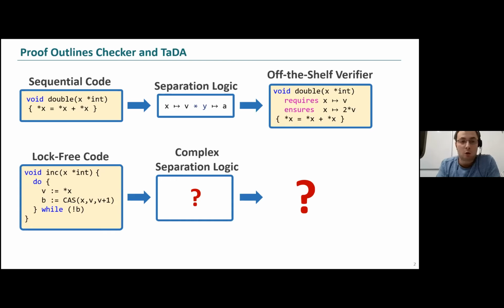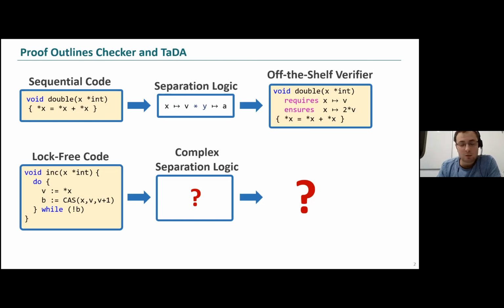Now we're interested in lock-free code. So here as an example, an increment method consisting of 4 lines of code. The actual implementation is not really important, just that it's small. Now, to properly provide a specification for lock-free code, the standard separation logic is not sufficient anymore. Instead, we require a complex separation logic that is capable of reasoning about fine-grained concurrency. And now, due to the choice of the logic, there's also no established off-the-shelf verifier available anymore. All right, that's the setting.